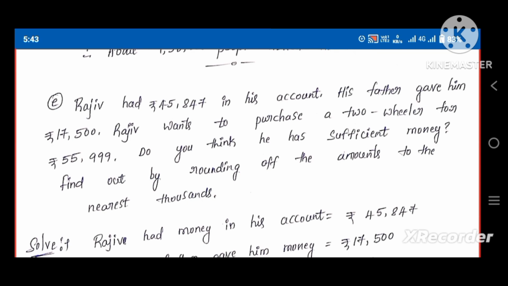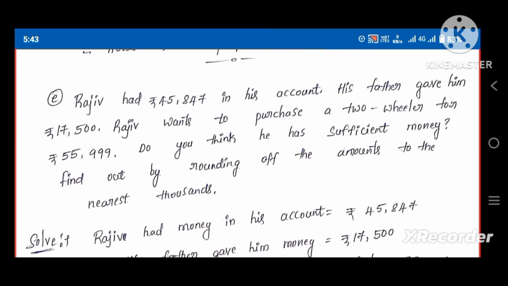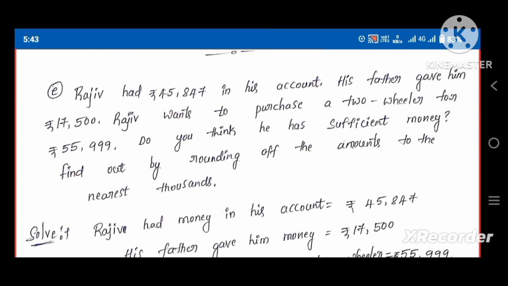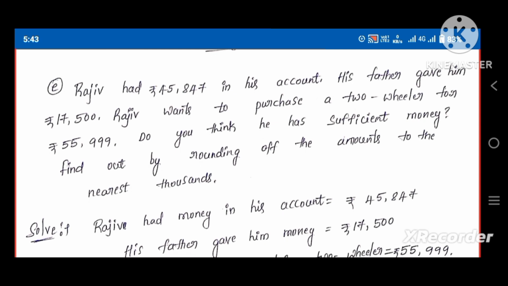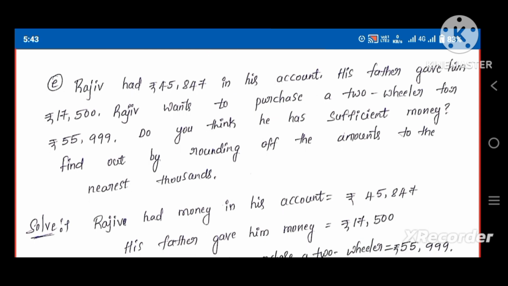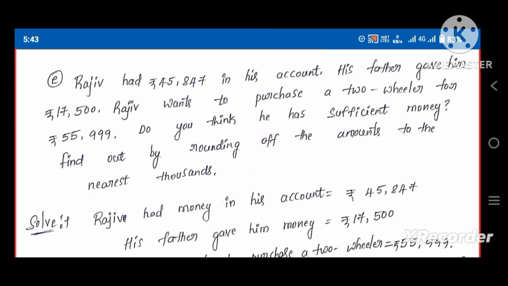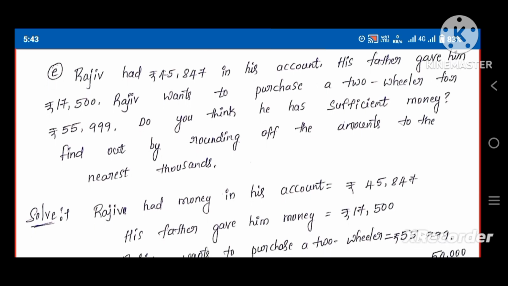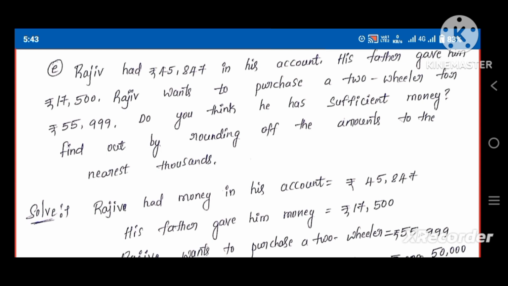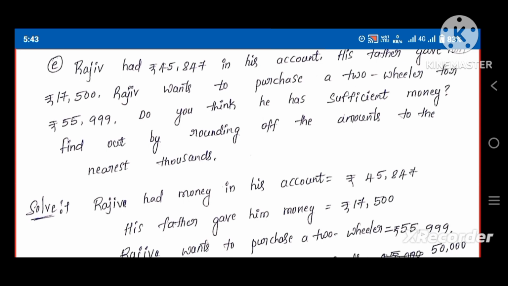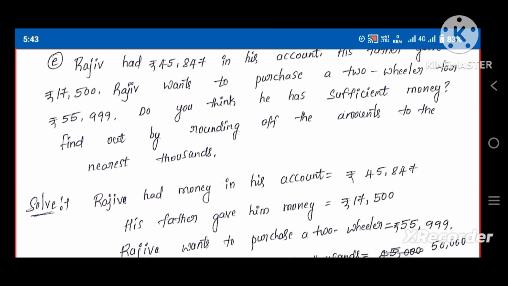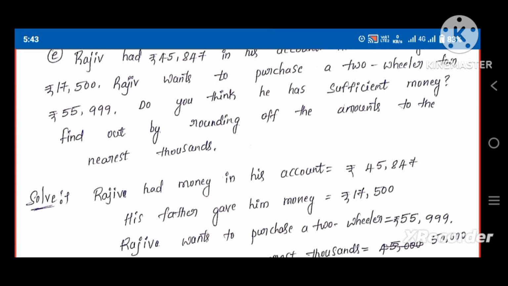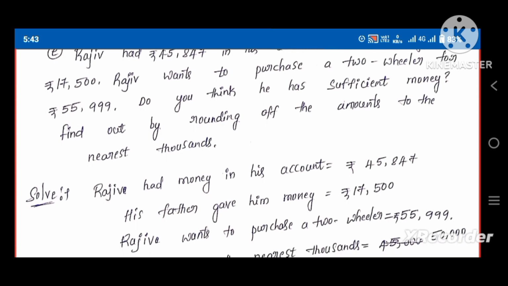Question number E. Raju had 45,847 in his account. His father gave him rupees 17,500. Raju wants to purchase a two-wheeler for rupees 55,999. Do you think he has sufficient money? Find out by rounding off the amounts to the nearest thousands.